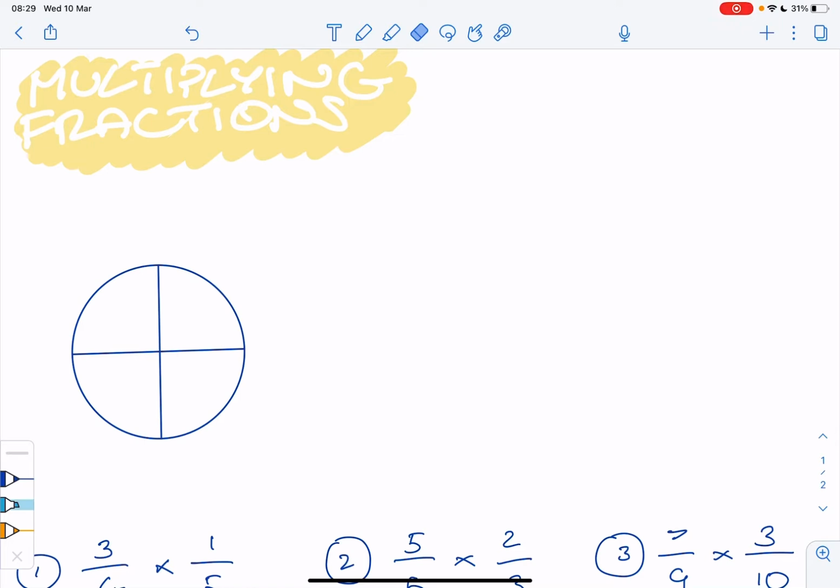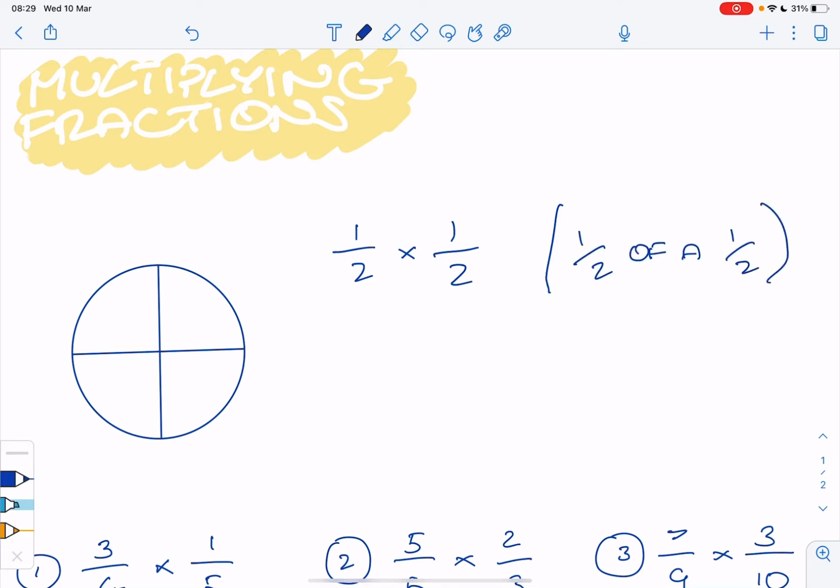The first thing I want to look at is a very simple question, a half times a half. Right, first thing to note is that if we say a half times a half, what we actually mean is a half of a half. And that's going to be important later on. Times and "of" are just the same when we're dealing with fractions. So if you ask for a half of a half, it just means a half times a half, and vice versa.